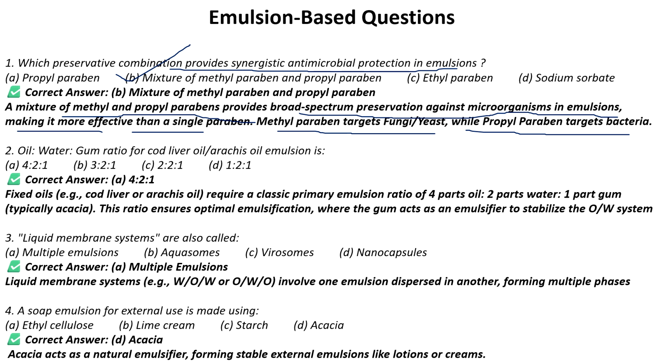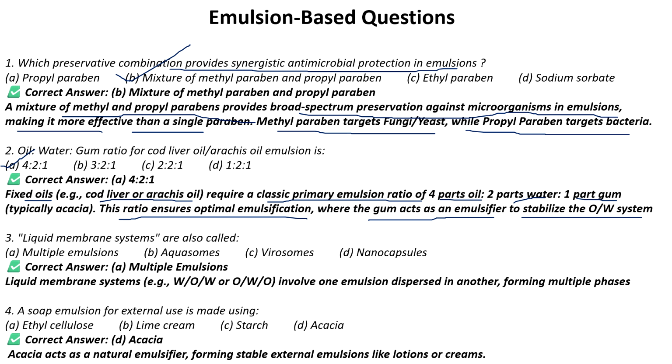Moving on to the next question. Oil water gum ratio for cod liver oil or arachis oil emulsion is, options are 4:2:1, 3:2:1, 2:2:1 or 1:2:1. So fixed oils like cod liver oil or arachis oil require a classic primary emulsion ratio of 4 parts oil, 2 parts water and 1 part gum, typically acacia. This ratio ensures optimal emulsification where the gum acts as an emulsifier to stabilize the oil and water emulsion system. So we can say option A, that is 4:2:1, is the correct answer for this question.